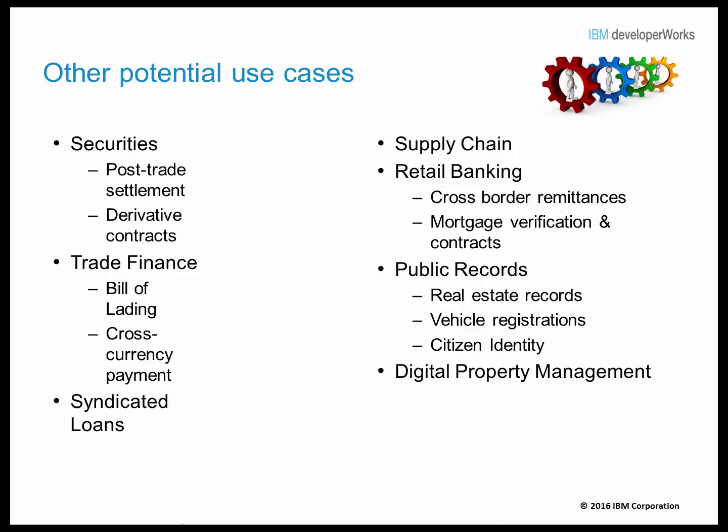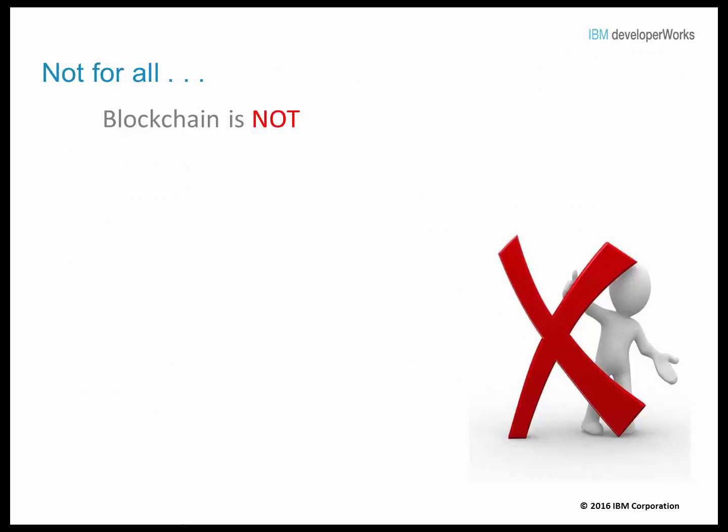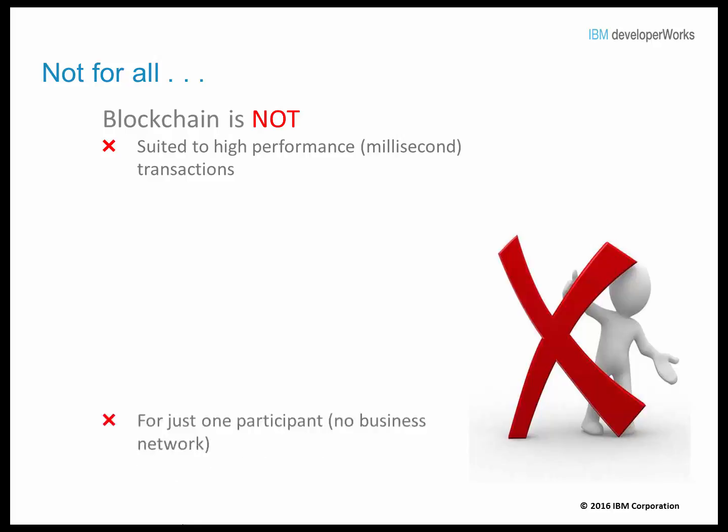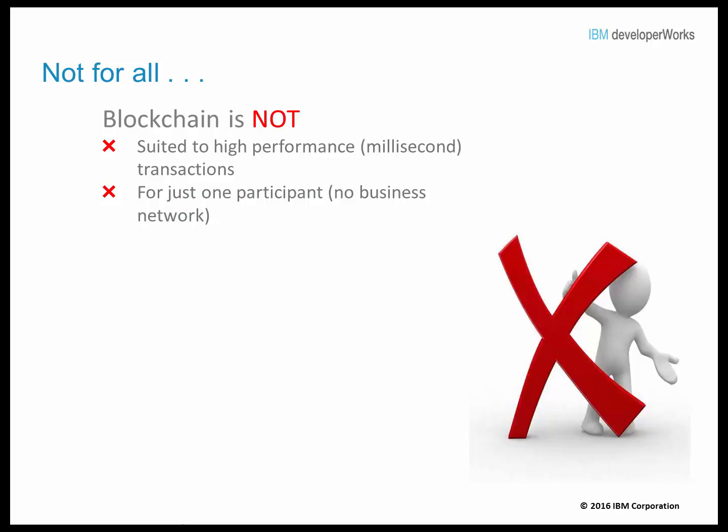In the next slide, we will talk about where blockchain cannot be used. Thinking that blockchain is a solution for all the business problems, blockchain is not. Here is a simple indicators chart that helps us choose blockchain for the right set of business problems. First thing is blockchain is not suited for high performance transactions. Blockchain is not just for one participant type of applications.